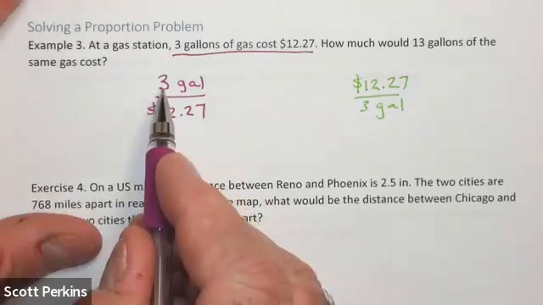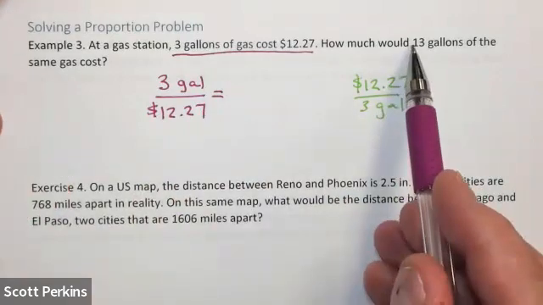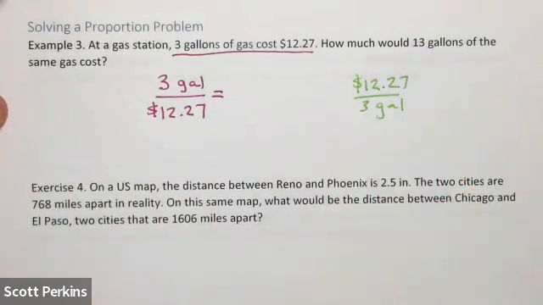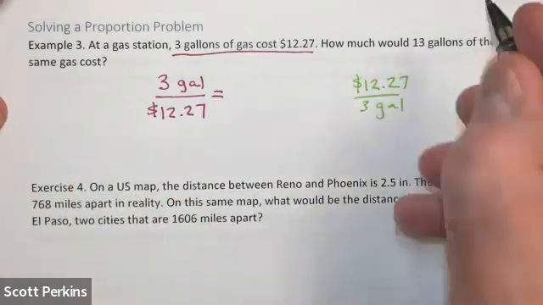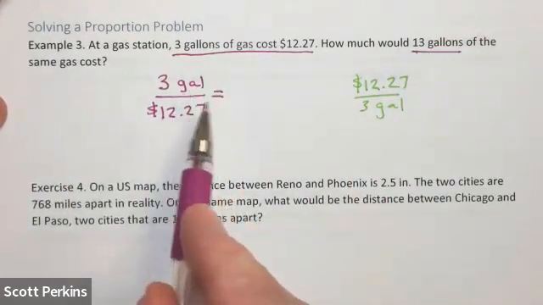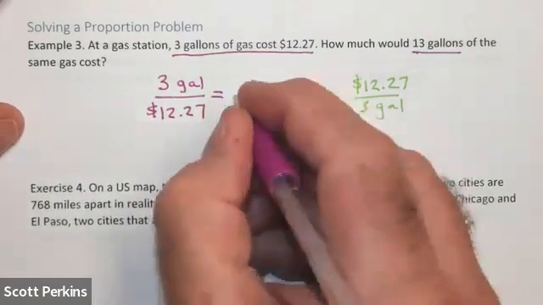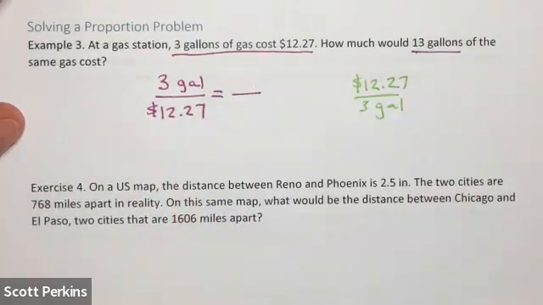Okay, so I've written this as 3 gallons over 12.27. And then it says, how much would 13 gallons of the same gas cost? So I've got 13 gallons. According to the way I've set up this problem in pink right here, where do you think I'm going to put the 13 gallons in my fraction?